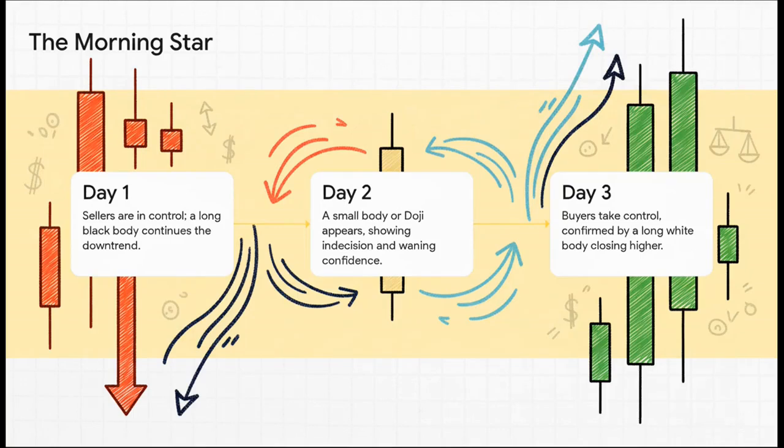Let's look at a classic story, the Morning Star. Think of it like a 3-day play about a potential bottom. On day 1, you've got a long black candle. Sellers are firmly in charge, continuing the downtrend. Then, day 2, we get that small body, maybe even a doji, a clear sign of indecision. Seller confidence is starting to crack. Then comes day 3, the climax. A long white candle shows that buyers have roared back to life, taking decisive control. Just like that, the trend has potentially reversed.